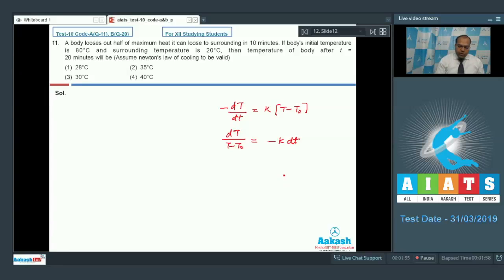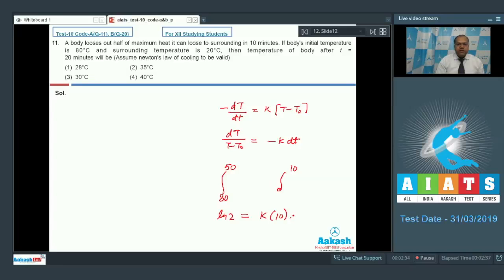At t equal to 0, the temperature of the body is 80 degrees Celsius, and at time t equal to 10 minutes, the temperature of the body becomes 50 degrees Celsius, because it is given in the question that half of the maximum heat it can lose is lost in 10 minutes. So from there we get the data. It is 50 degrees Celsius. So the first equation will be ln 2 is equal to K into 10.